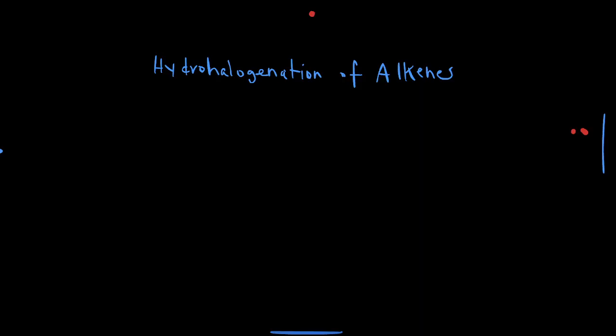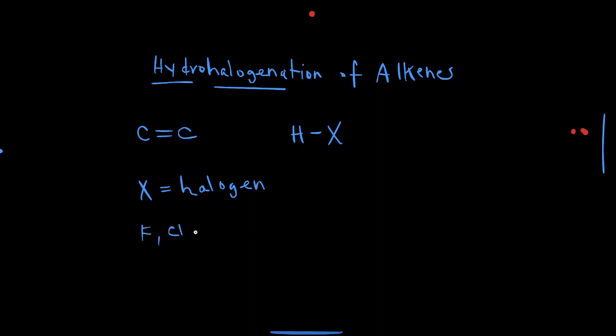This is a reaction involving alkenes, so a carbon-carbon double bond is going to be involved. And what we'll also see is hydrohalogenation. Hydro is referring to the hydrogen, and halogenation is referring to our halogens, which we represent with the letter X. Our halogens include elements like fluorine, chlorine, bromine, and iodine. So these are all examples of halogens.